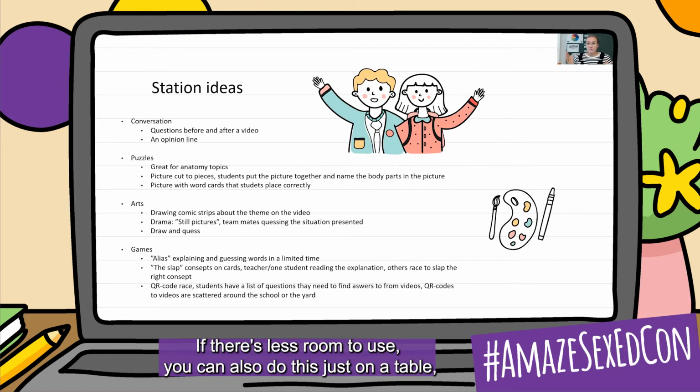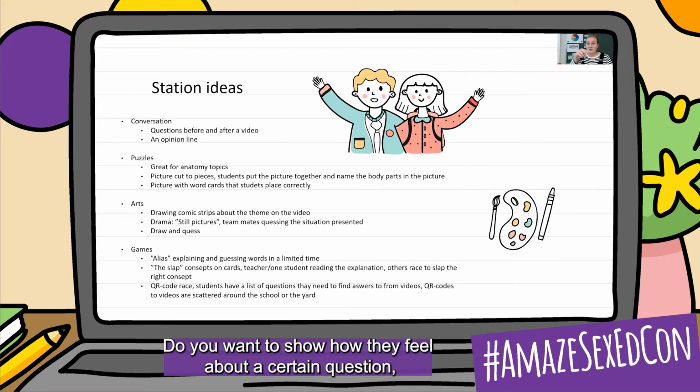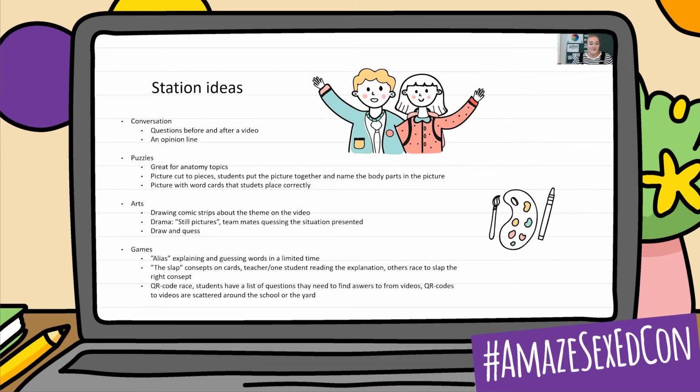If there's less room to use, you can also do this just on a table, and maybe the students can have a small object that they use on that line to show how they feel about a certain question.